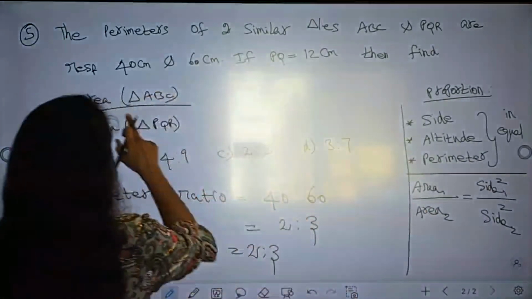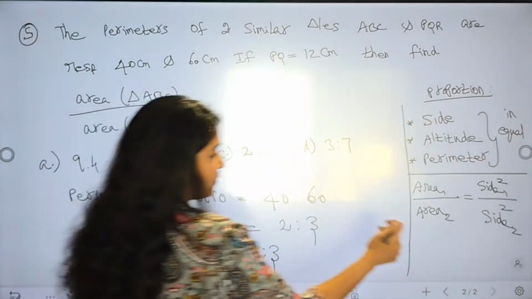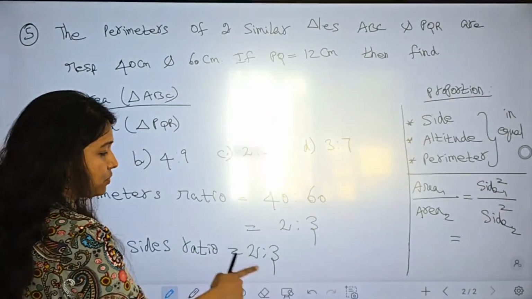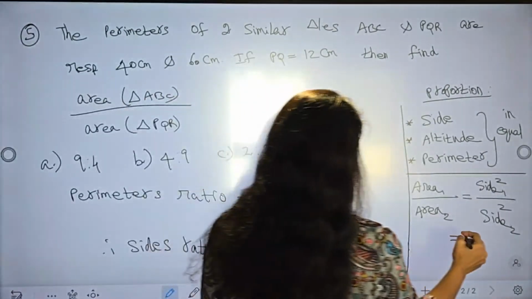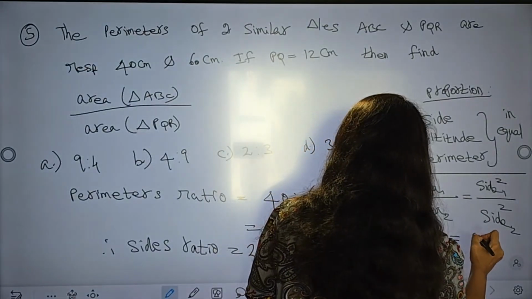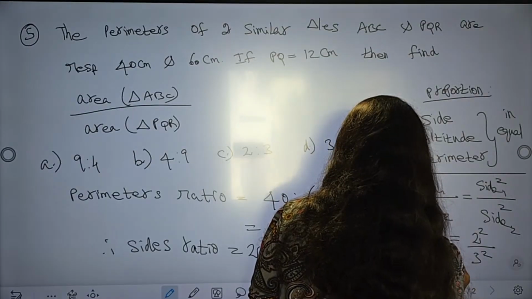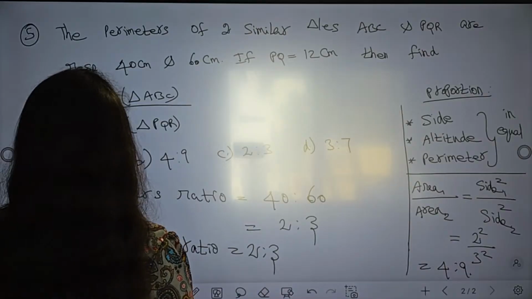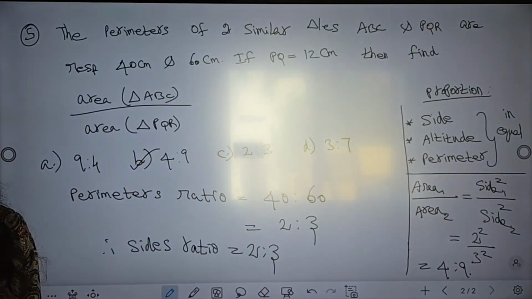So we need the ratio of the areas of the two triangles given. So we know the proportions of their sides. Just if you square it, you will get the ratio of the area. So it is 2 square by 3 square. So the ratio is 4:9. Right. So the answer is 4:9, option B. Is it clear, everyone?